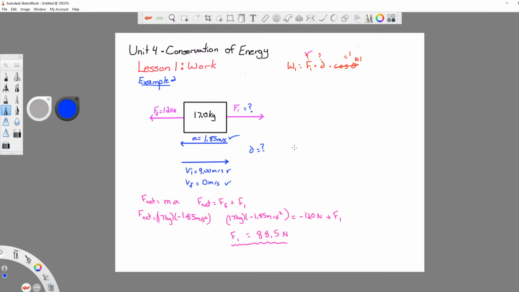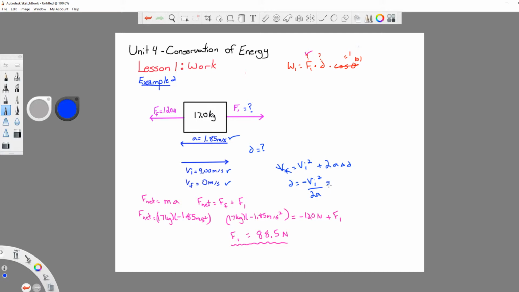Well, there happens to be a formula for that. We can use this thing. Final velocity squared is equal to VI squared plus 2 times acceleration times displacement. And we can rearrange that formula. VF is 0, so it's going to cancel out. And we'll have distance, or displacement, I guess, is equal to negative VI squared over 2 times acceleration.